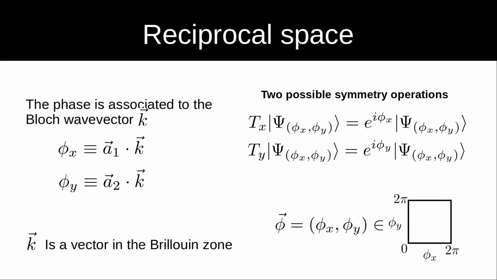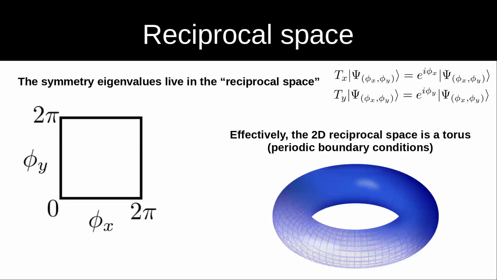And this is essentially the way we can label all our eigenstates in 2 dimensions, and we can, of course, extend this very easily to 3 dimensions and even higher. So from now on, let us focus on the mapping between phi x and phi y to the energy.